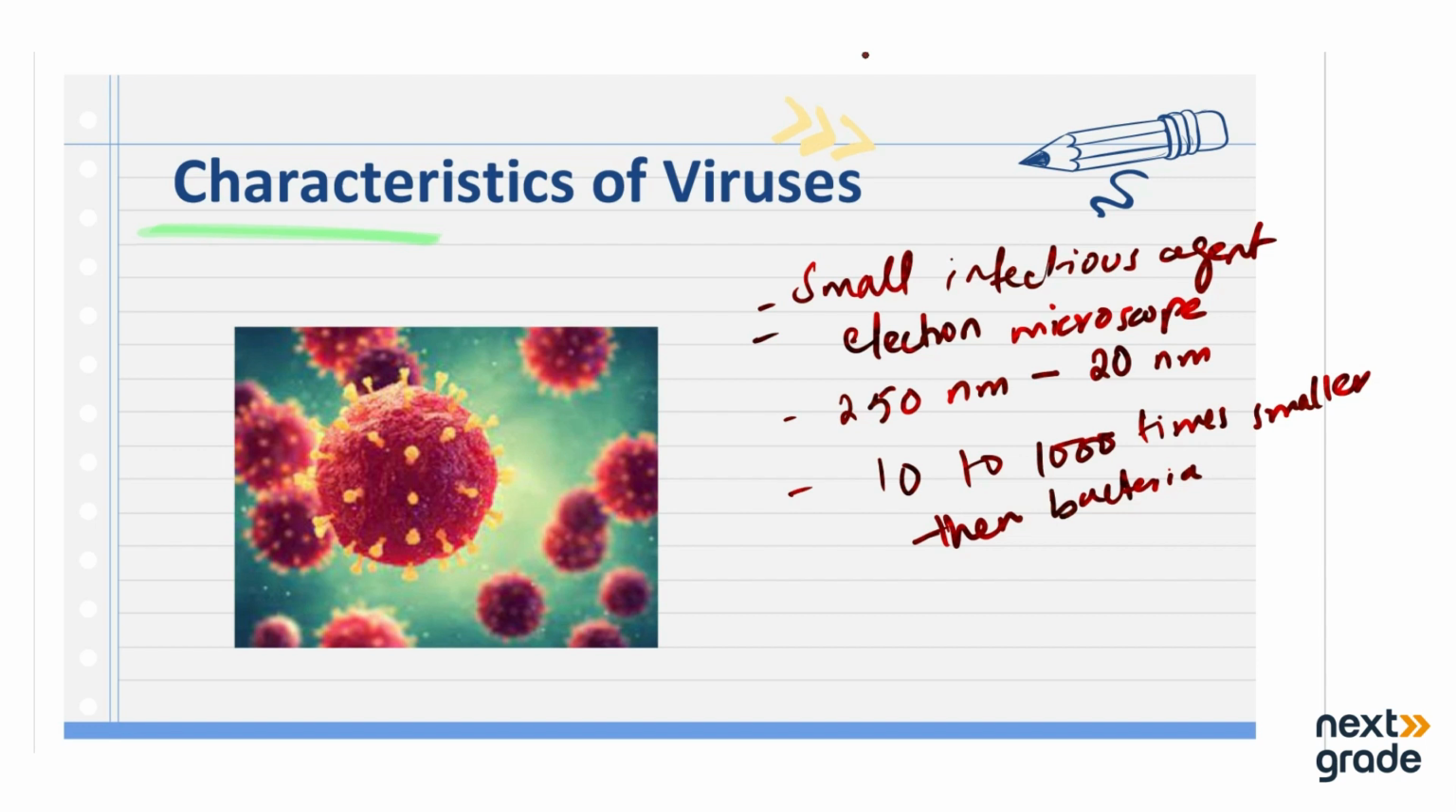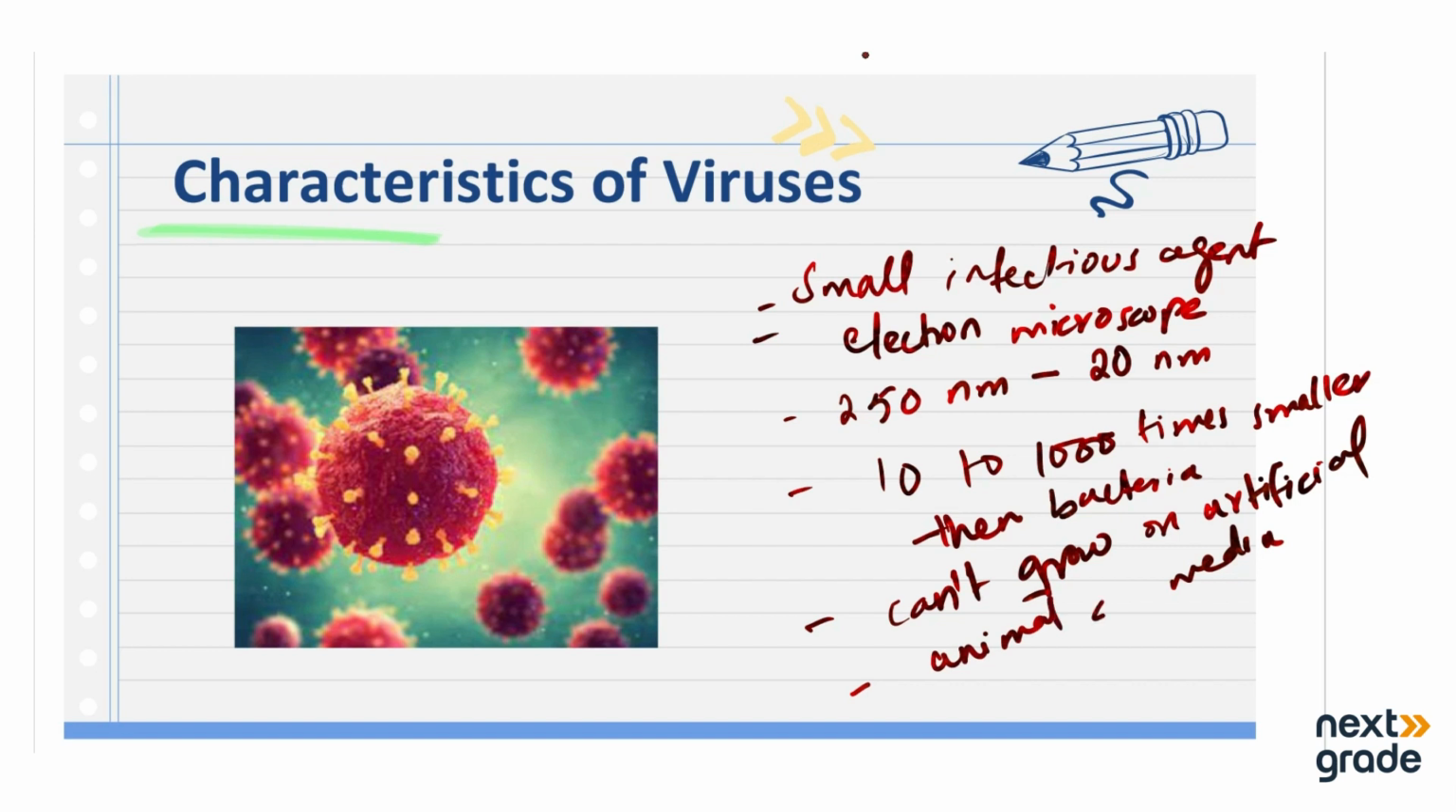They cannot grow on artificial media. They can reproduce only in animal and plant cells, right? Or in microorganisms, where they reproduce by the replication process, right?